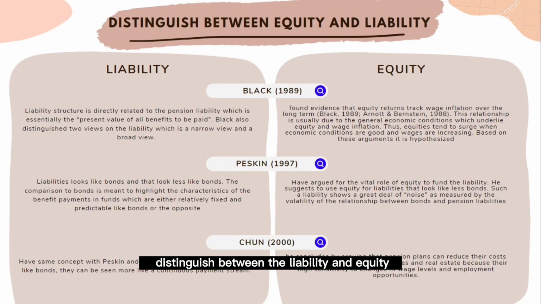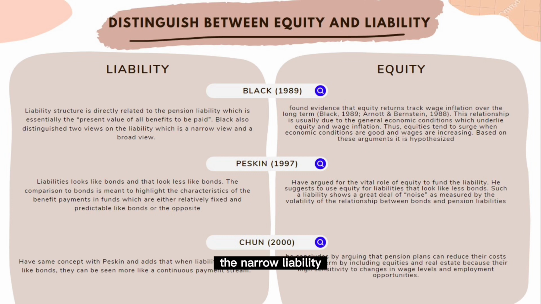Distinguishing between liability and equity. As per Black 1995, the liability structure is directly related to the pension liability, which is essentially the present value of all benefits to be paid. Black also distinguished between two views of the liability, a narrow view and a broad view.